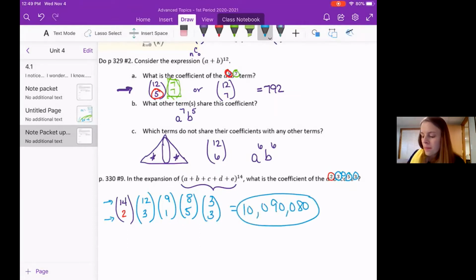The reason that we're multiplying each of these together is because we need the A term and the B and the C and the D and the E. We need them all together. When we say and in mathematics, we multiply.